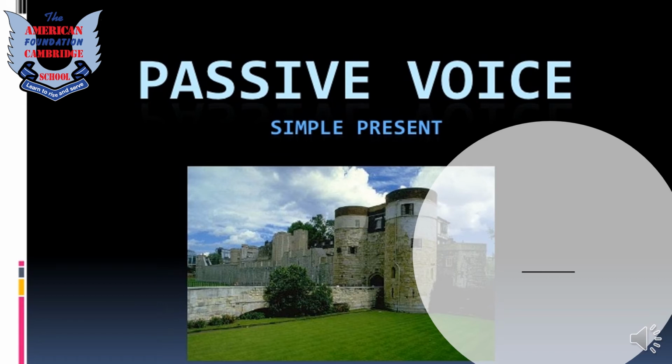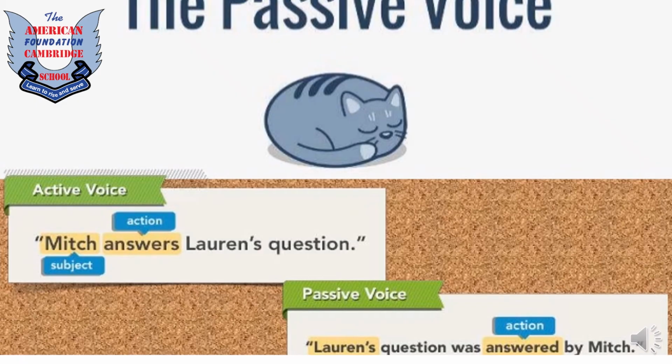We have the topic passive voice of simple present tense. Okay students, we are going to start the topic. We have the passive voice. Now there's a statement of active voice and another statement with the passive voice. In active voice, you can see there's a subject and action and the rest of the sentence.